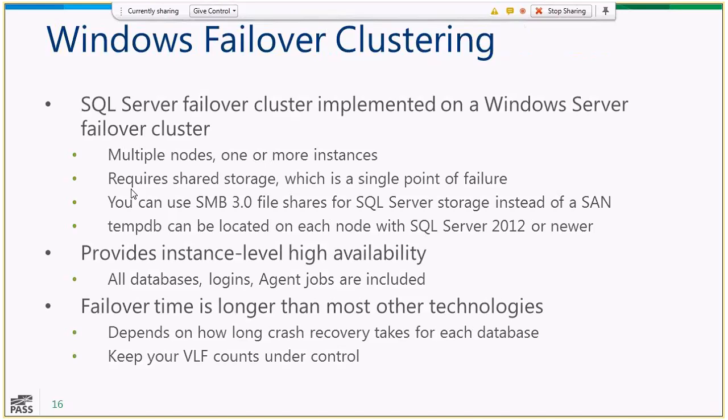So all of your databases now and all the databases you add later automatically are part of this. All your logins, all your agent jobs, your linked servers, everything is included in this. And then your applications are pointing at a virtual IP, so they don't really know or care what node you're running on. So it's really easy to set this up at an application level and maintain it. But the big weakness, again, is your failover time. It's pretty common to see 60 to 90 seconds to fail over, but keeping your VLF counts under control is a big part of reducing your failover time. So that's Windows failover clustering.